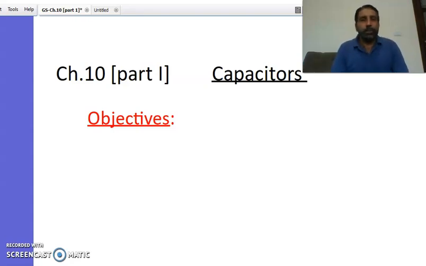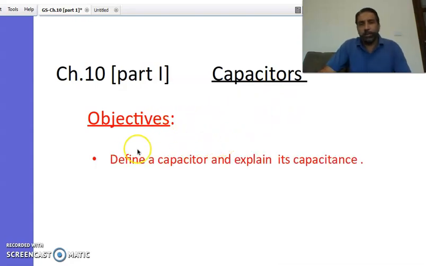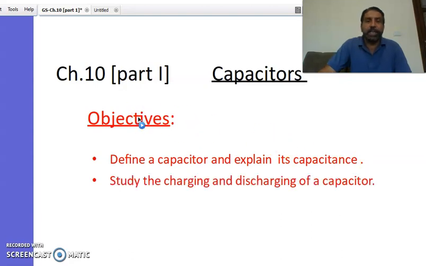I'm going to explain chapter 10, part 1, which is about capacitors. In this part, we have two objectives. Objective 1, define a capacitor and explain its capacitance. In the second objective, study the charging and discharging of a capacitor. In this video, I'm going to cover objective 1. Let's start.